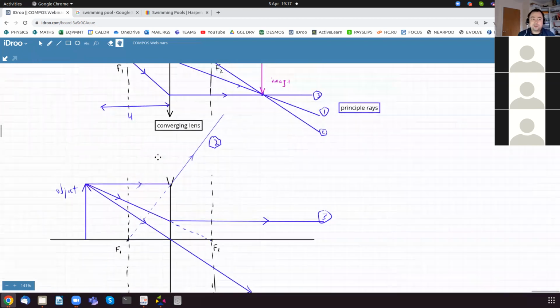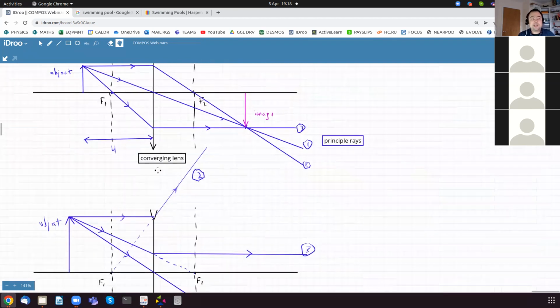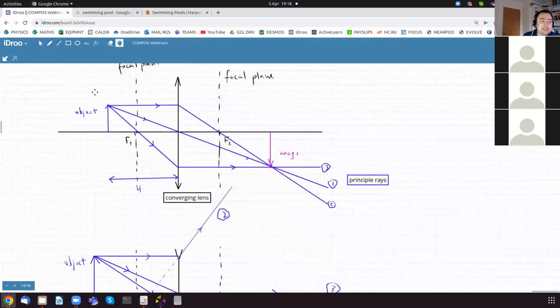There's also a thing called magnification. It's the height of the image divided by the height of the object. This is magnification.